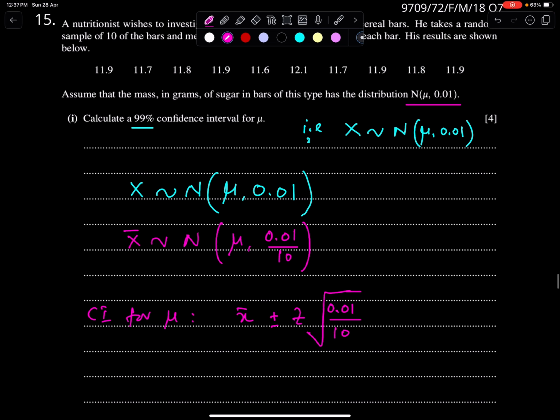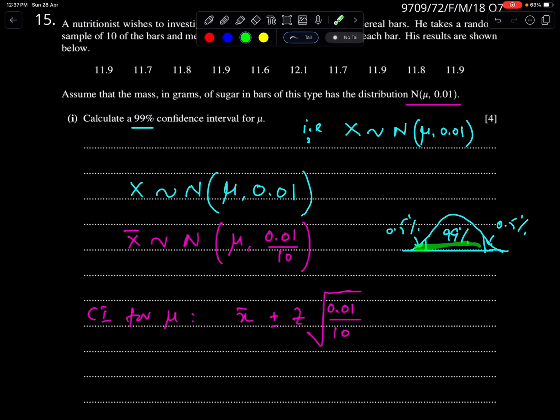For z we have to check this 99%. Well, 99% means this area. So these two areas are 0.5% each. Therefore, this total area, the lower tail area, is 99.5%.